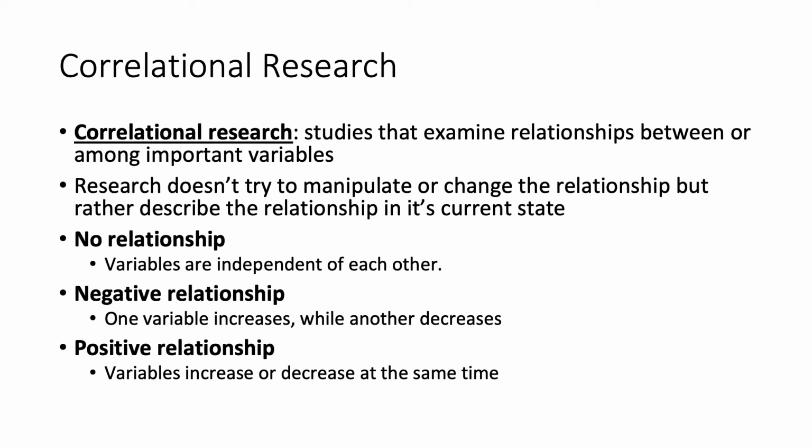And with this research, the researcher doesn't try to manipulate or change the relationship, but rather describes the relationship as it is currently existing. So relationships can be positive, where the variables increase or decrease together, or they can be negative, where one variable increases as the other decreases. The last relationship is no relationship, and this is where the variables are independent of each other.